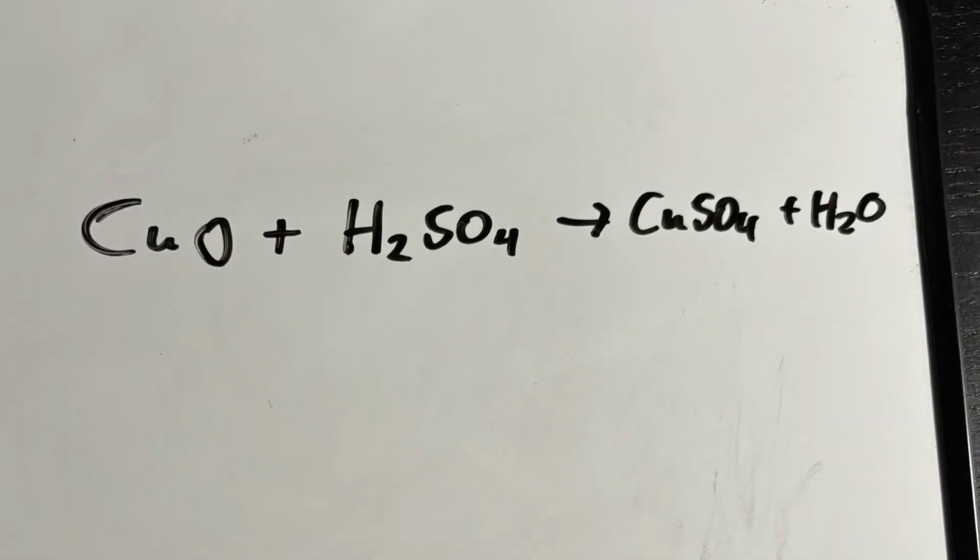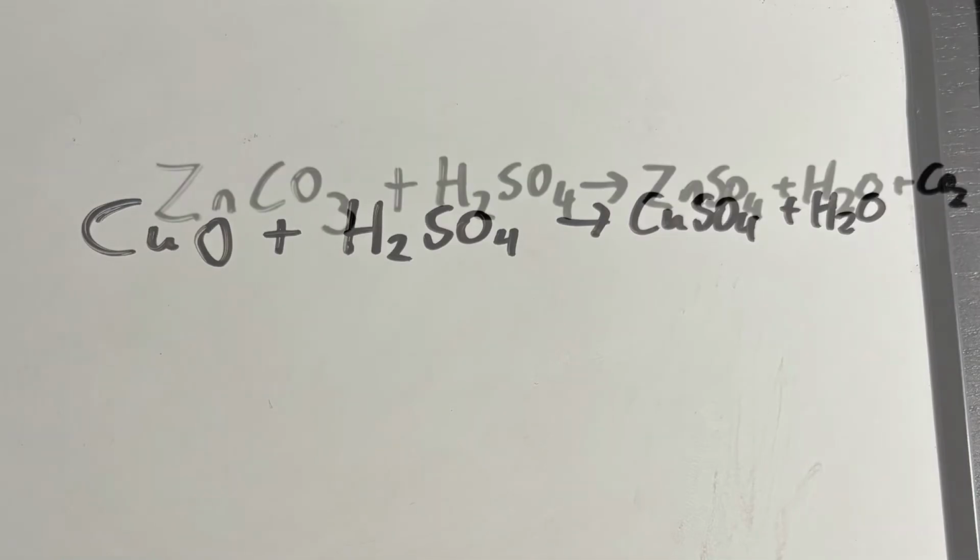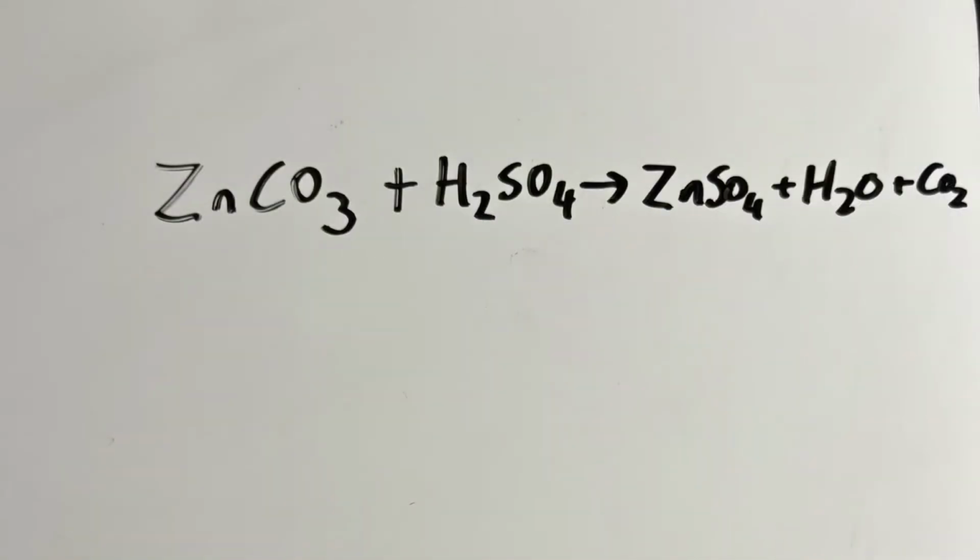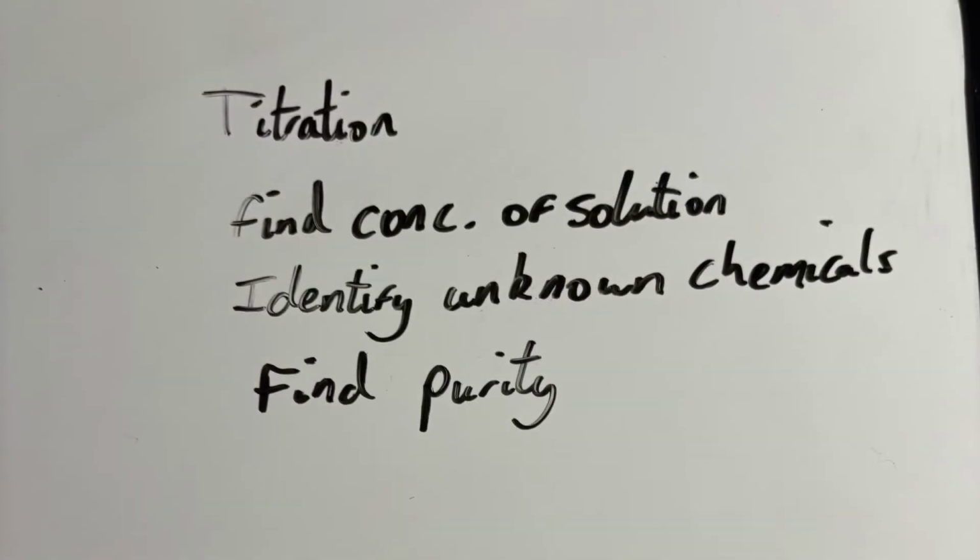And you can see an example here, copper oxide, which is your base, reacting with sulfuric acid, which is your acid, to form copper sulfate, which is your salt, and water, H2O, which comes from the H+ from the acid and the OH of the base. You can also form salts through reacting metal carbonates with acids. So here, zinc carbonate plus sulfuric acid gives you zinc sulfate, which is your salt, plus water, plus CO2, which comes from your carbonate.